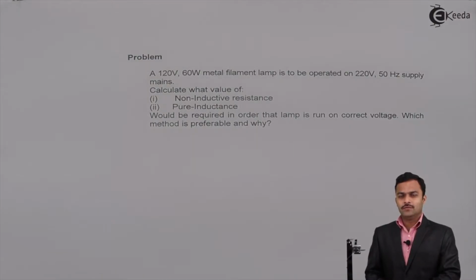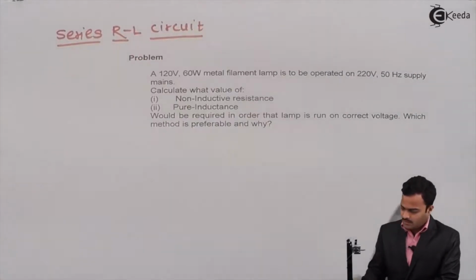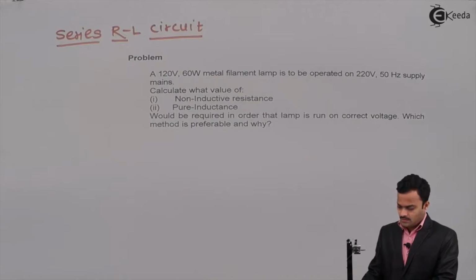In this video, we are going to solve a problem based on series RL circuit. The problem says a 120 volt 60 watt metal filament lamp is to be operated on 220 volt 50 hertz supply mains. Calculate what value of non-inductive resistance, that means pure resistance, or pure inductance would be required in order that lamp is run on correct voltage. Which method is preferable and why?